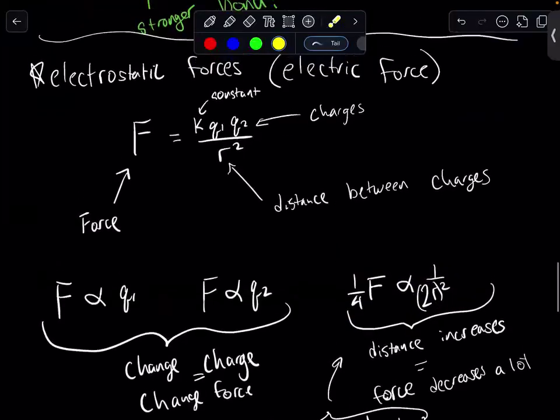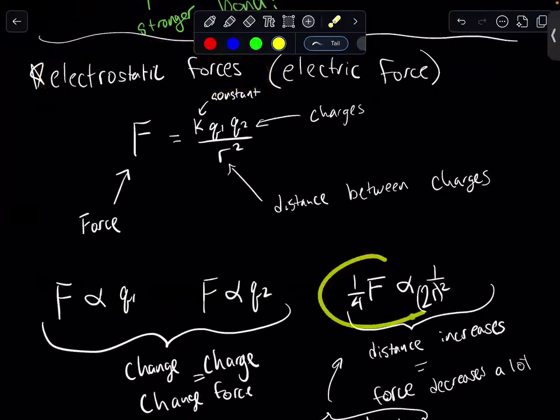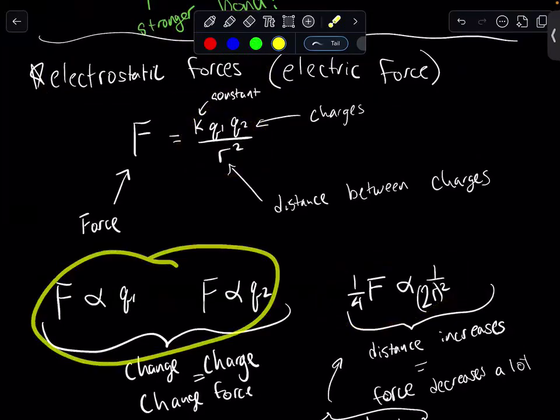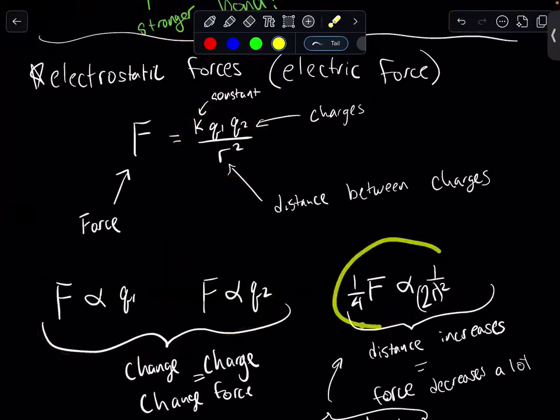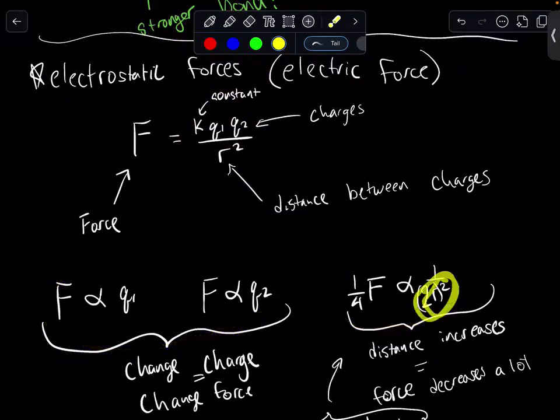So when we talk about anything with electrostatic forces, this is why the distance or the size of the atom is always more important than the overall charge. It's more important to have a small atom than a large charge because size is affected by inverse squared.